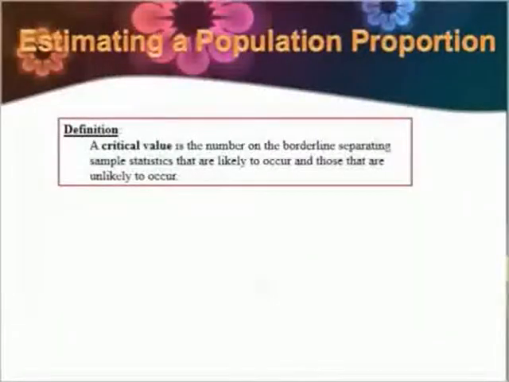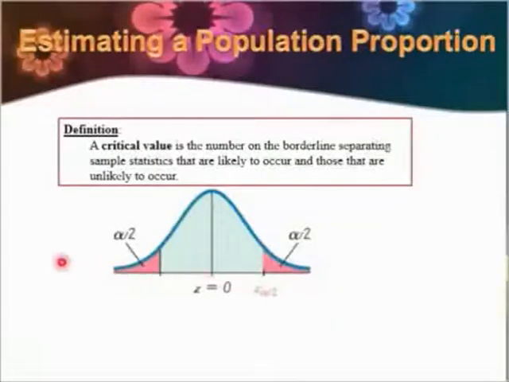A critical value is the number on the borderline separating sample statistics that are likely to occur and those that are unlikely to occur. So in our normal distribution, a critical value would be somewhere here over on the far right. We called it z sub alpha over 2, and that is the z-score that separates the z-scores that are unlikely to occur from the z-scores that are more likely to occur.